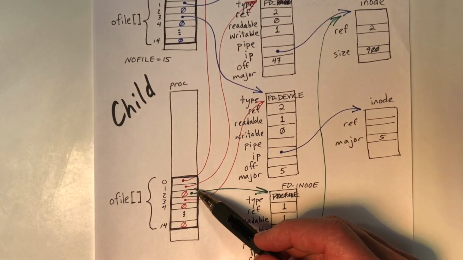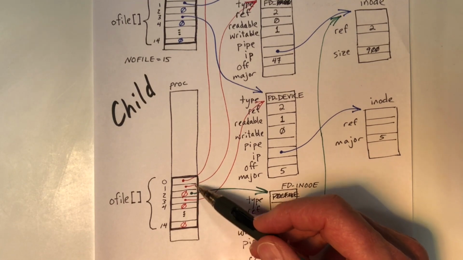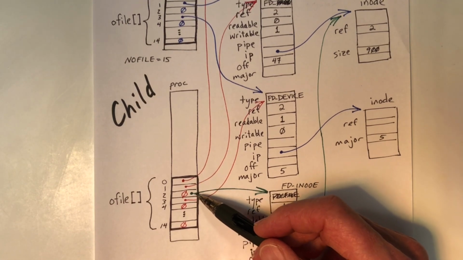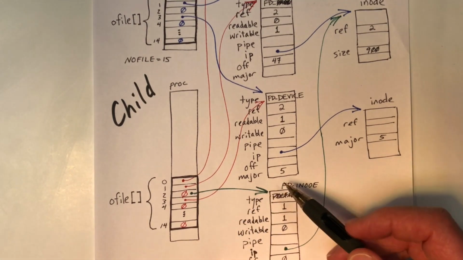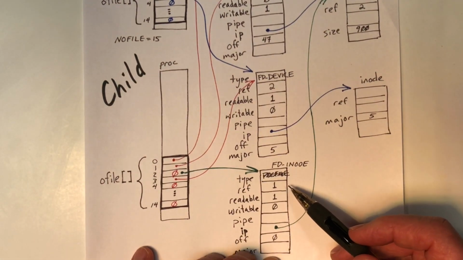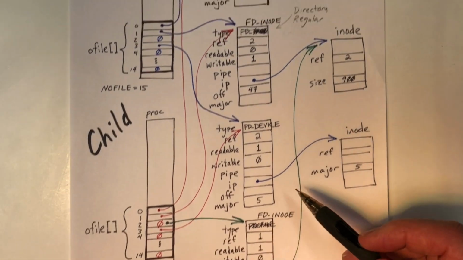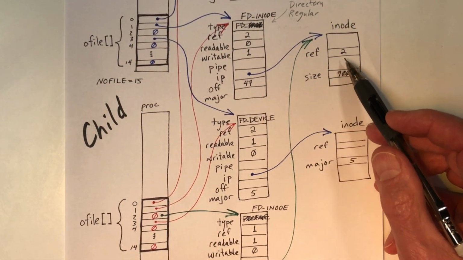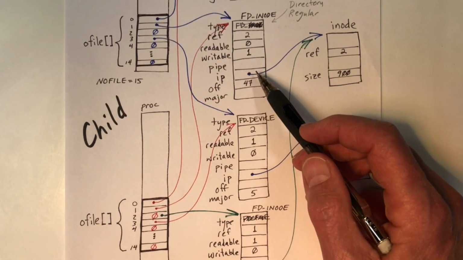Now let's say that the child decides to open a file. The open system call will find the next available unused file descriptor, which happens to be 2. So it will use this slot right here, and it will open the file. We've provided a path name to the open system call, and it turns out that that path name happens to refer to the exact same file that file descriptor 1 refers to.